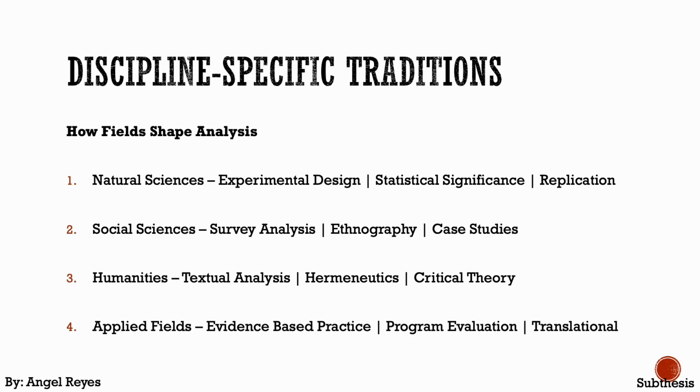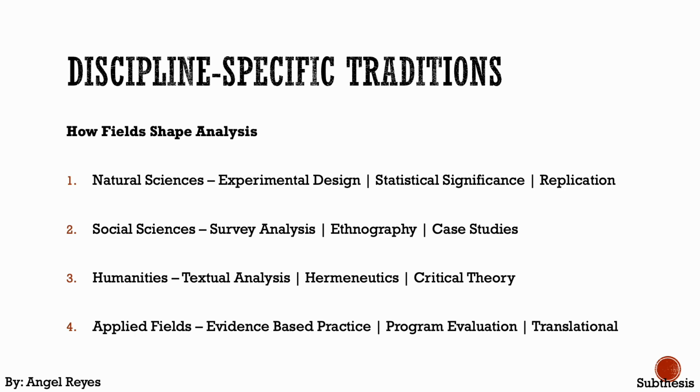Natural sciences emphasize experimental design, statistical significance, and replication. Physics, chemistry, and biology rely heavily on controlled experiments, mathematical modeling, and statistical hypothesis testing. Analysis in these fields prioritizes objectivity, precision, and generalizability. A biologist analyzing enzyme activity will use standardized protocols, statistical tests, and expect findings to replicate across laboratories. The gold standard is the controlled experiment with random assignment.